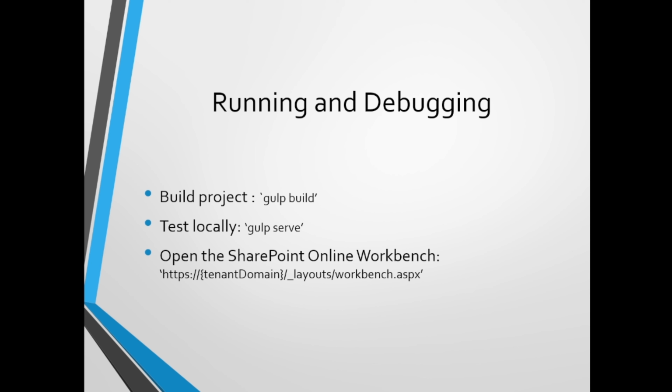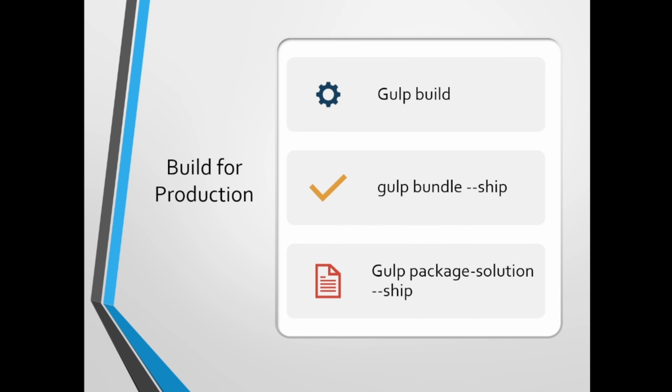And these are some commands we can use to run and debug your project. To build the project and test locally, we use the gulp build and gulp serve commands. Finally you can see the SharePoint Online workbench, where we can easily test your solution. This is the workbench URL syntax, where we need to give your tenant domain name. And these are the commands we can use to build the solution for production: gulp build, gulp bundle, and gulp package-solution. Then we can easily use this solution in your Microsoft tenant.